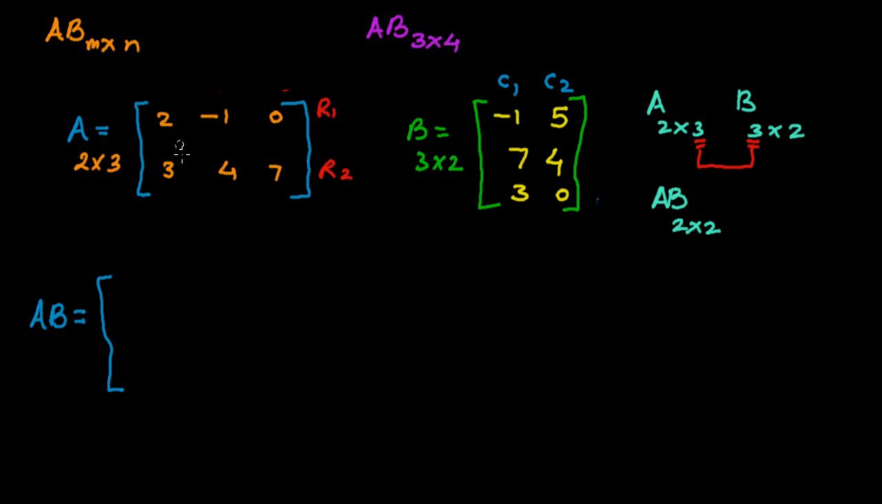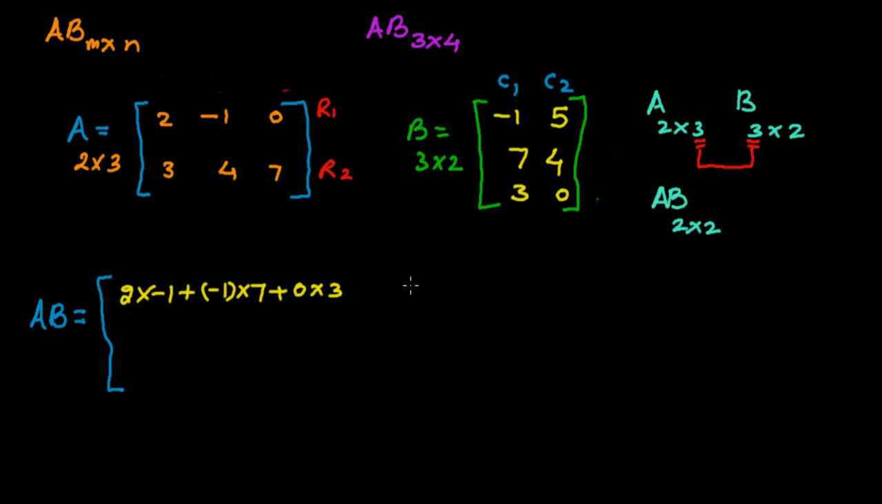You see here the first element is 2. Sorry, the same color is there, I changed the color here now. So there is 2, and the first element of this column C1 is minus 1. 2 multiplied by minus 1. Then we have to add minus 1 multiplied by 7, then we have to add 0 multiplied with 3. And this first row again we have to multiply with second column. So we will get the second element of first row here in AB.